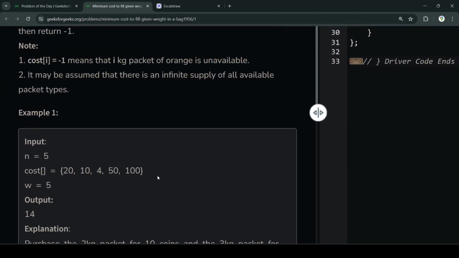Basically, you are given the cost. Obviously, in that question also we had the cost, but here you cannot see the weight array. What is the weight array? Basically for this position, the weight is 1. For this position, the weight is 2, and so on. Basically, one-based indexing. And the capacity of the bag is given, that is 5. So now this problem is simple. You just have to implement the unbounded knapsack problem and slightly modify it.